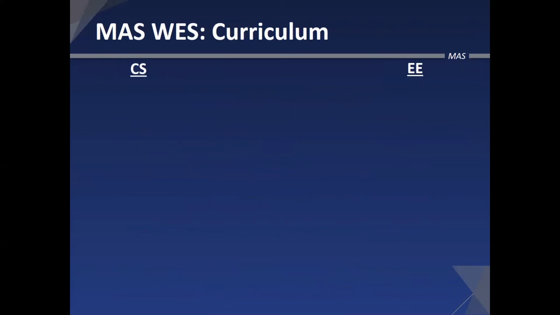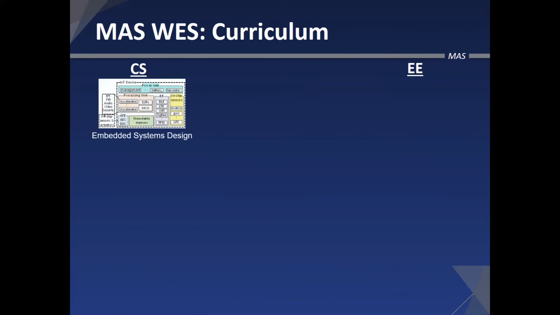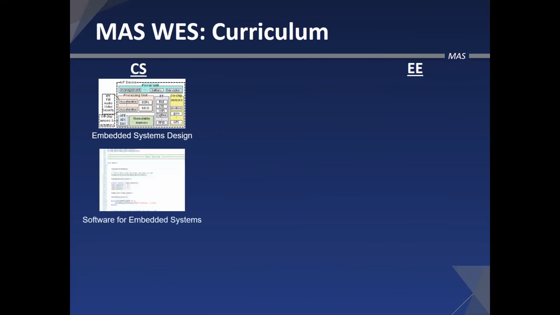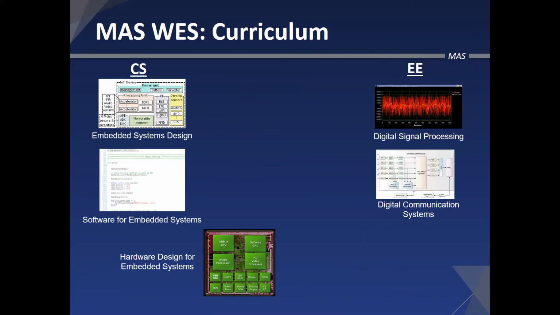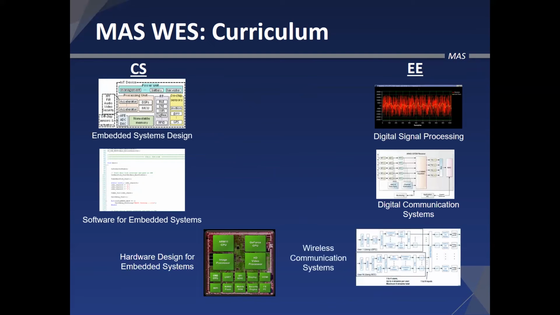Just to let you know more about what the curriculum includes. From the computer science side: embedded systems design, software for embedded systems, and hardware design for embedded systems. From the EE side: digital signal processing, digital communication systems, and then wireless communication systems. This is going on in your first 1.5 years of the program.